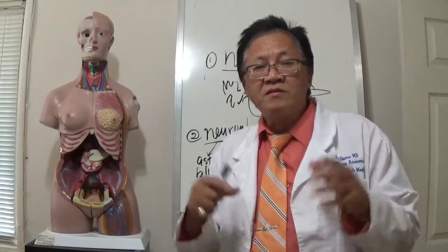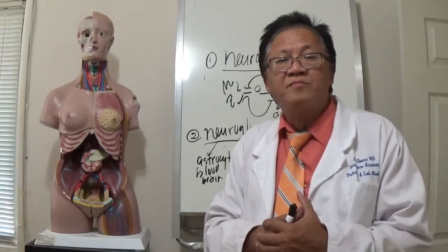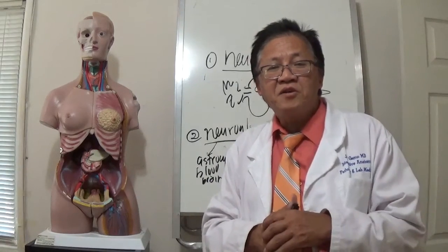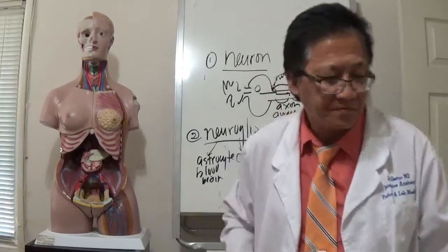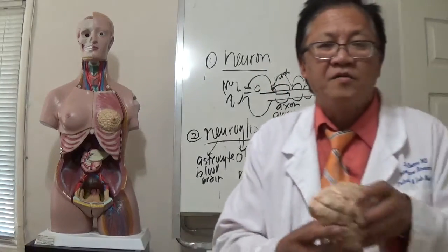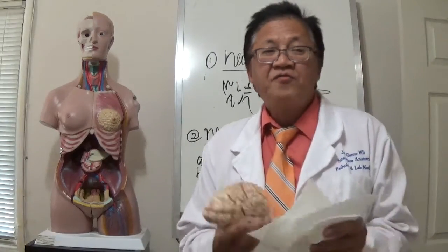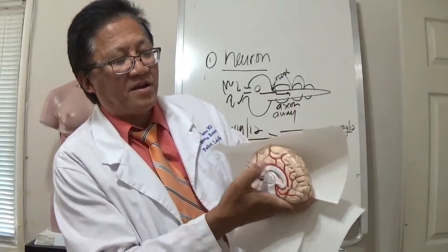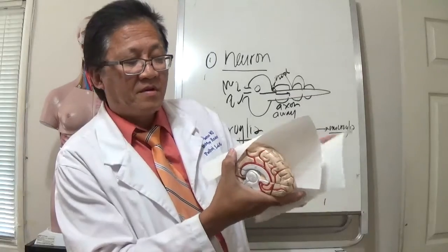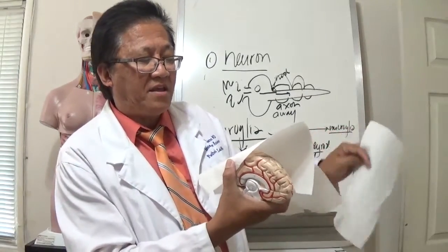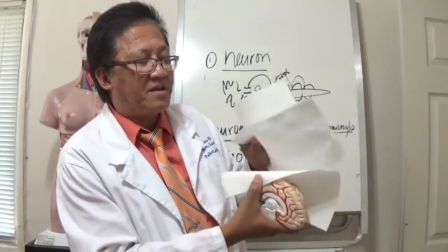Now, the other part that we need to discuss today is the protection of the brain. Aside from the skull, there is what we call the meninges. The meninges have three layers. The first layer, found on the surface of the brain, is called the pia mater. The pia mater is on the surface of the brain, followed by the second layer of the meninges, called the arachnoid layer.